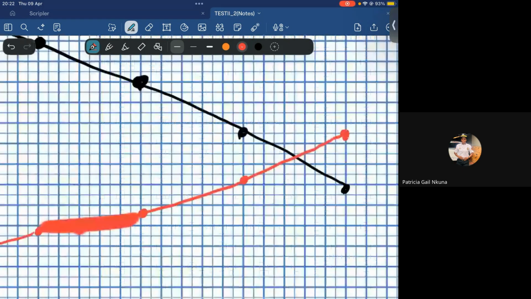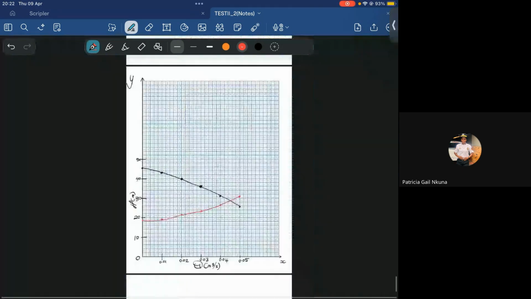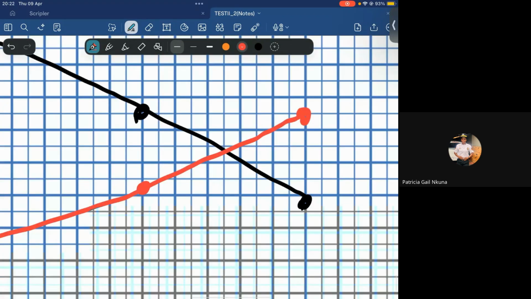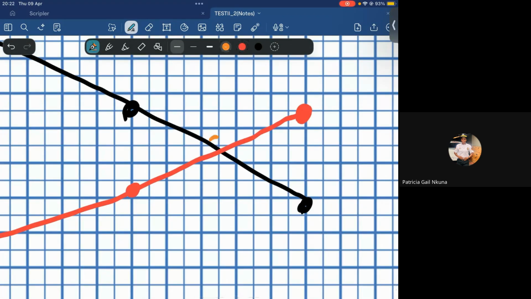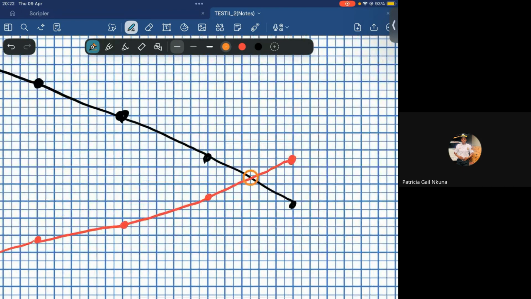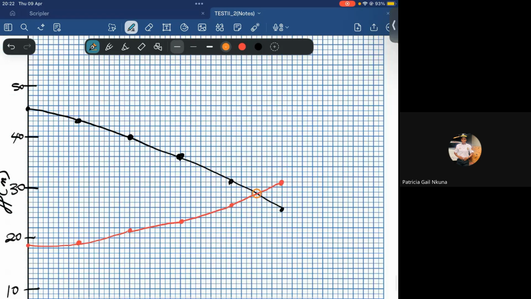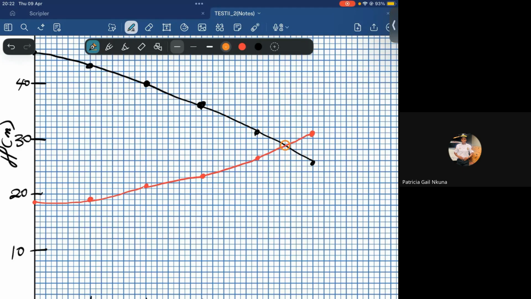So you know that this is our working point, where the characteristic curve and the system curve cross each other. That's where we get our volumetric flow rate as well as the head of the pump. So we call it the working point.